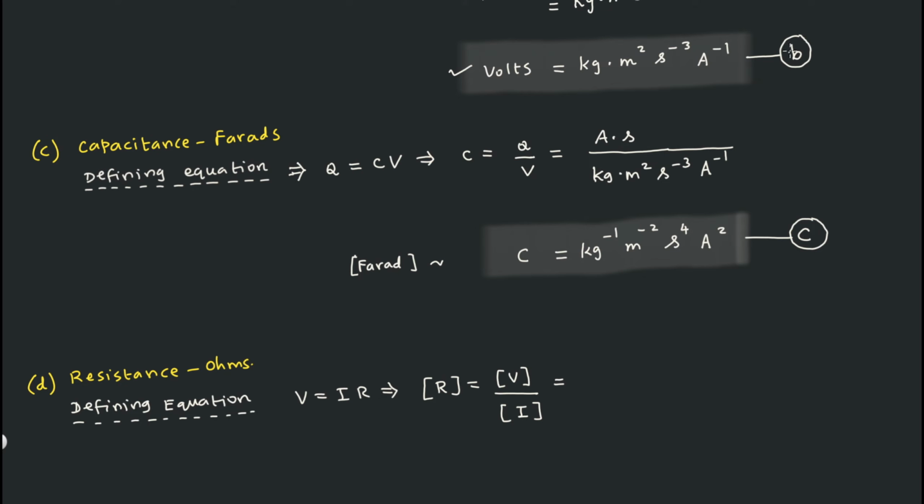So let me write down this B part here. That means kilogram meter to the power 2 second to the power minus 3, and there is an ampere power minus 1 already here, and there is going to be one more ampere coming down here. Therefore that must be ampere to the power minus 2, and that's all. So that will be the expression for the dimensions of resistance. So we can say that this is equation number D.